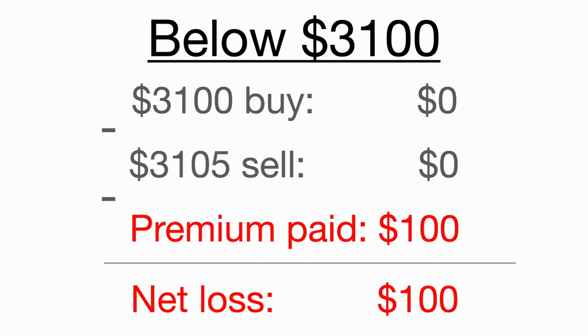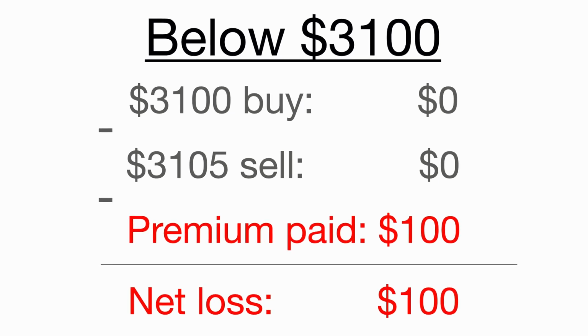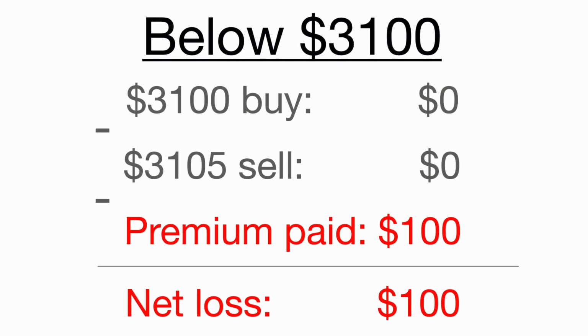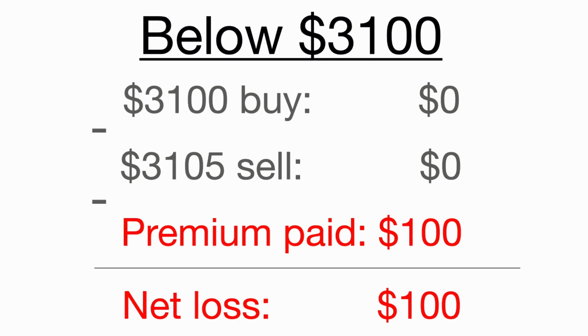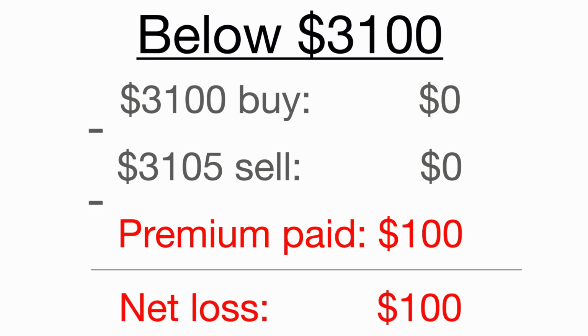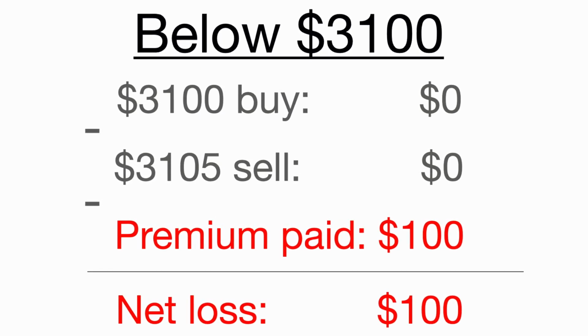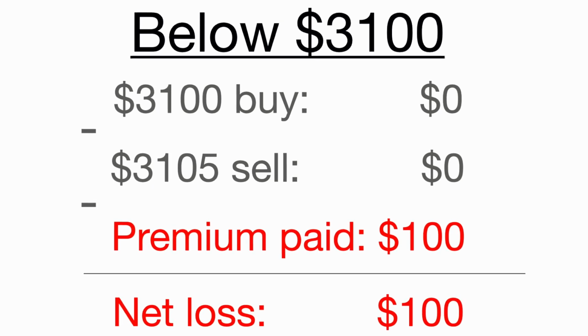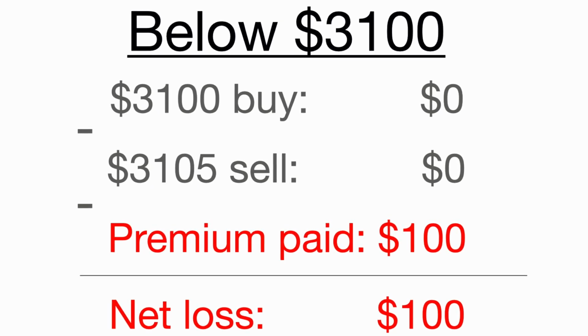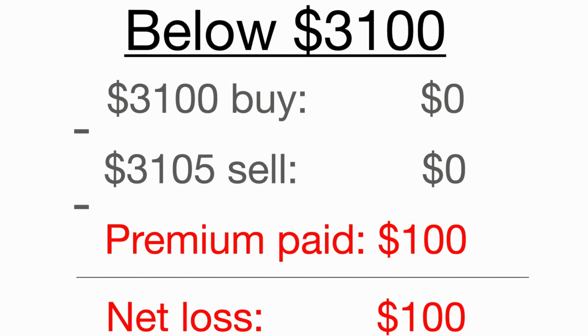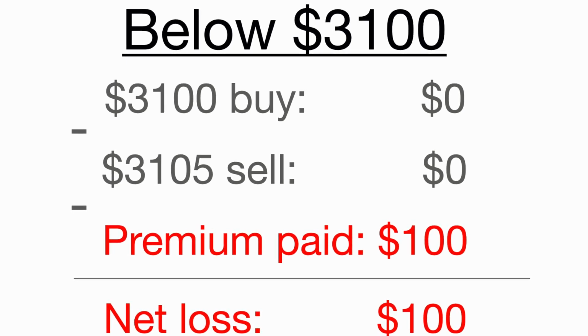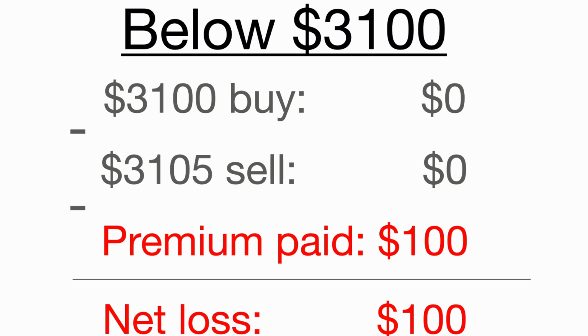We know we bought the $3,100 contract, which gives us the right to buy Amazon shares at $3,100. If Amazon's currently $3,000, that contract is obviously worth $0. We can't sell it for anything. On a similar note, we sold the $3,105 contract, which, just like the $3,100 contract, is worth nothing. Therefore, both of these contracts are worth $0. We can't do anything with either of them. We lose the premium that we paid to take this trade, which was that $100 cost.